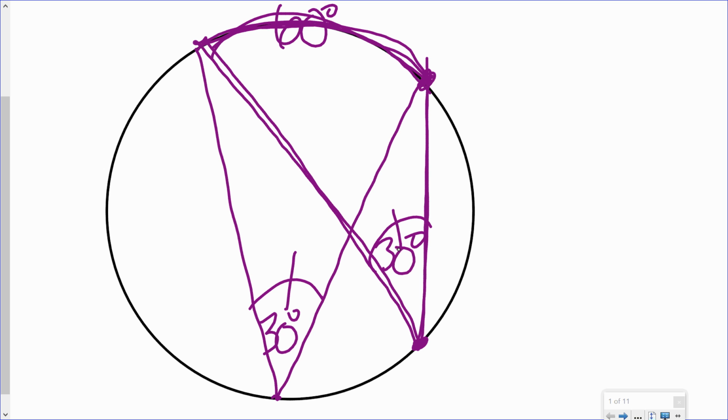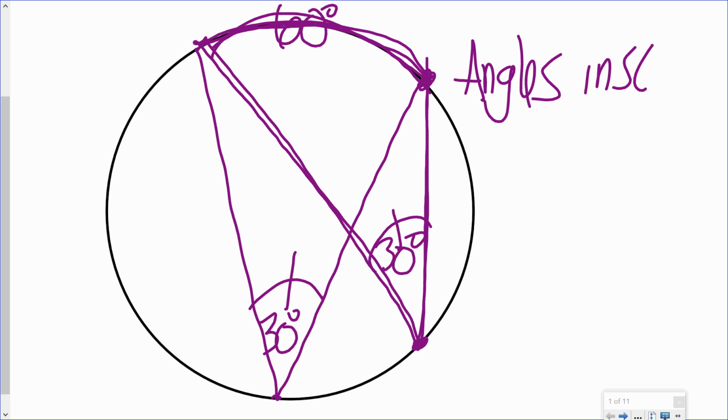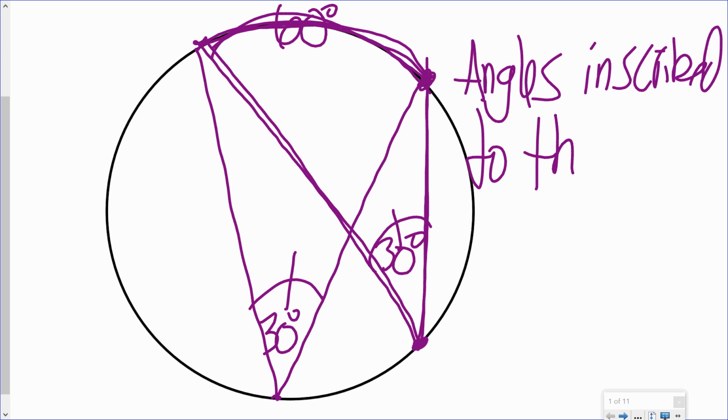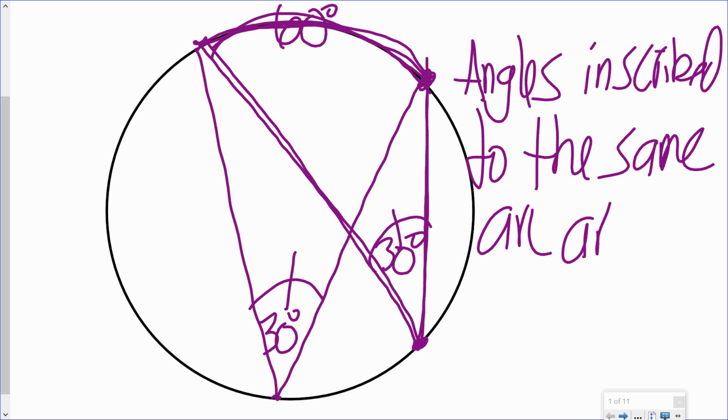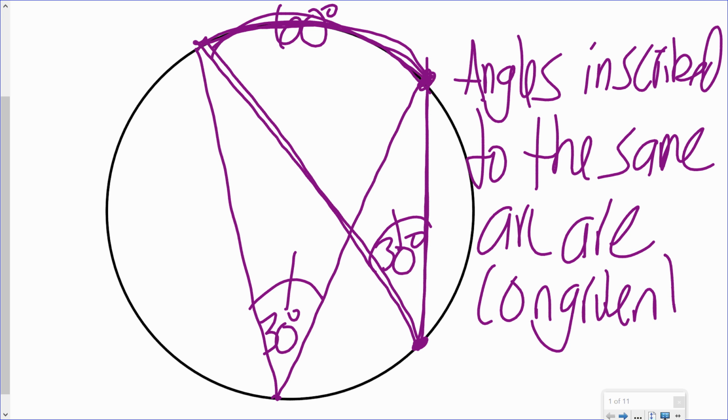So the rule is angles inscribed to the same arc are congruent. So I don't need the numbers in there, but if I have two angles that both intercept the same arc, inscribed angles that intercept the same arc, then they must be congruent. So that's your first special rule.